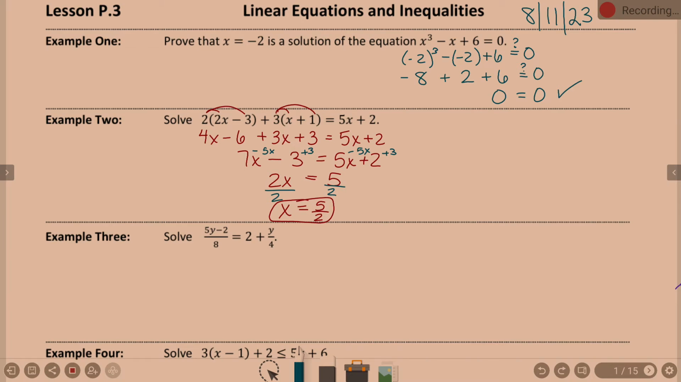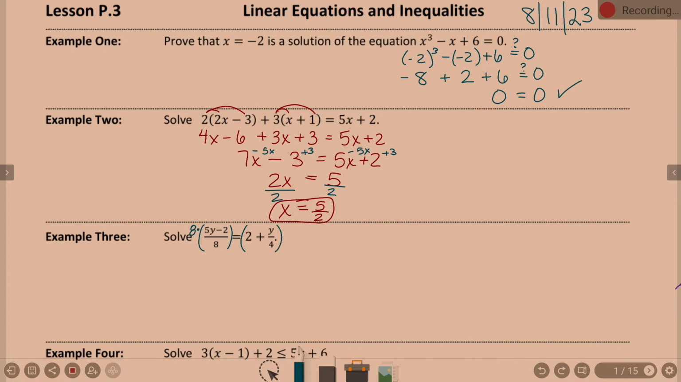So here's what I'm going to say. Your least common denominator has to be at least equal to the largest denominator. That's what you need to remember here. So my recommendation is that we take both sides of the equation and we multiply by 8.